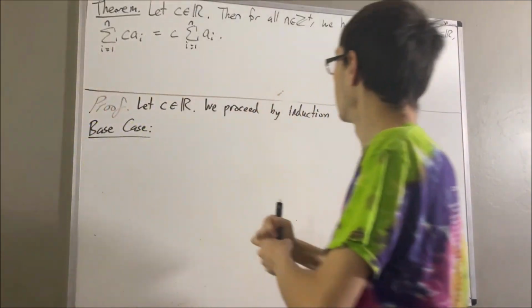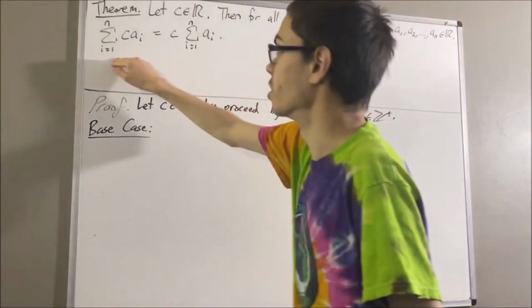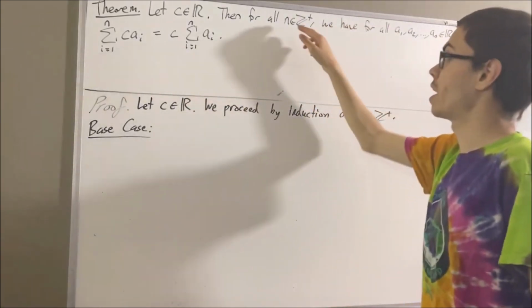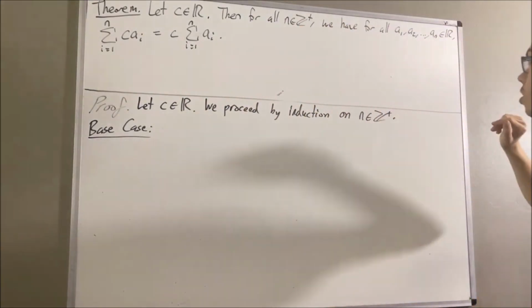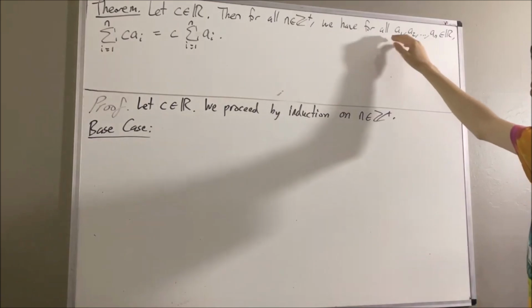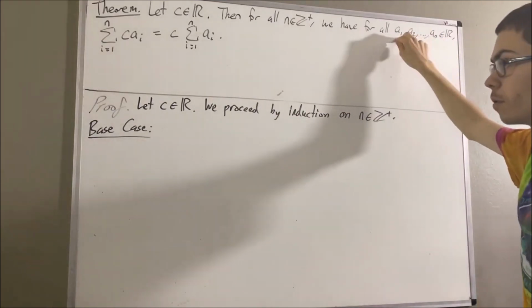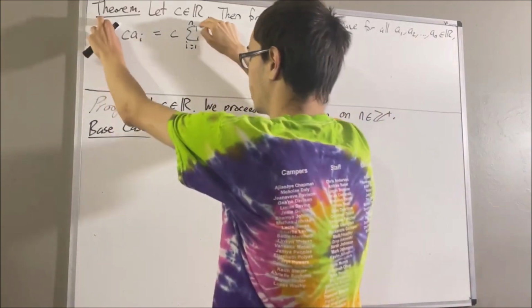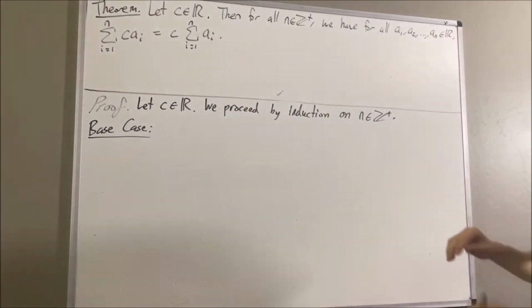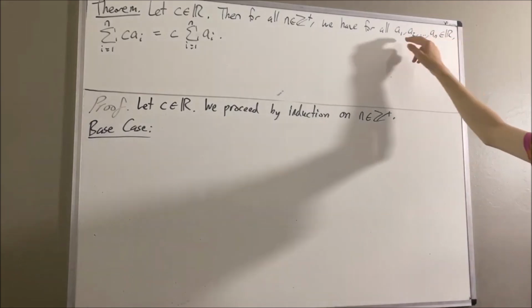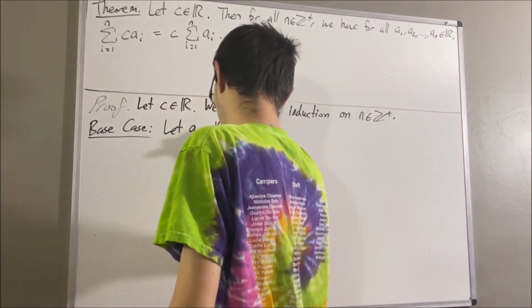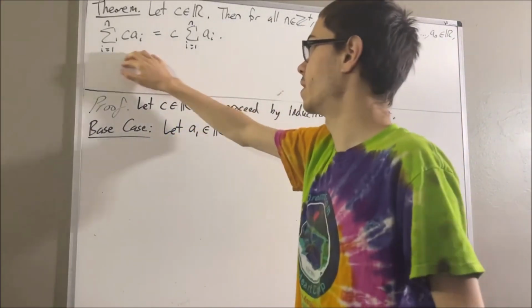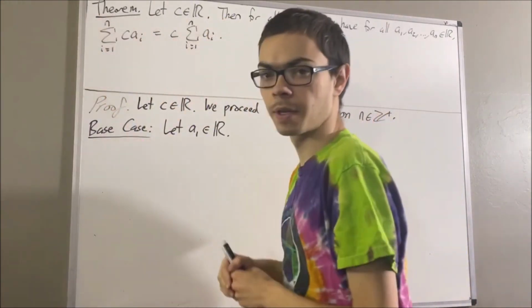In the base case, we're trying to prove that this is true in the case where n is equal to 1. So really, we're trying to prove for all lists of real numbers a1, we have that this is equal to this in the case where n is equal to 1. So give me an arbitrary list of real numbers a1. So now, let's prove that this is true in the case where n is equal to 1.